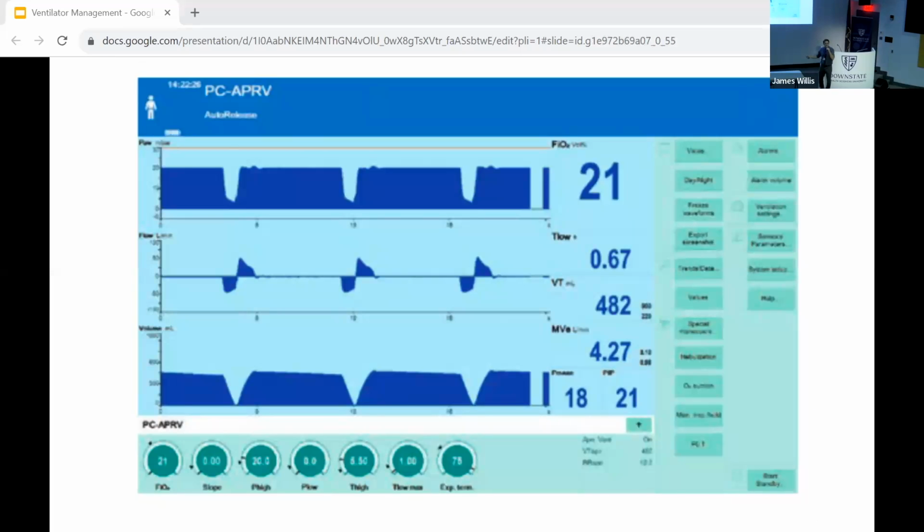So what mode is this? This is APRV. APRV, I want you to think of as like the patient is on CPAP. What do they plug in here? At 20. CPAP 20. They're just breathing at CPAP 20. And they're spontaneously breathing. Like when you do a CPAP pressure support trial, they're spontaneously breathing. Only instead of having a CPAP of 5, you have a CPAP of 20. So that's what APRV is.